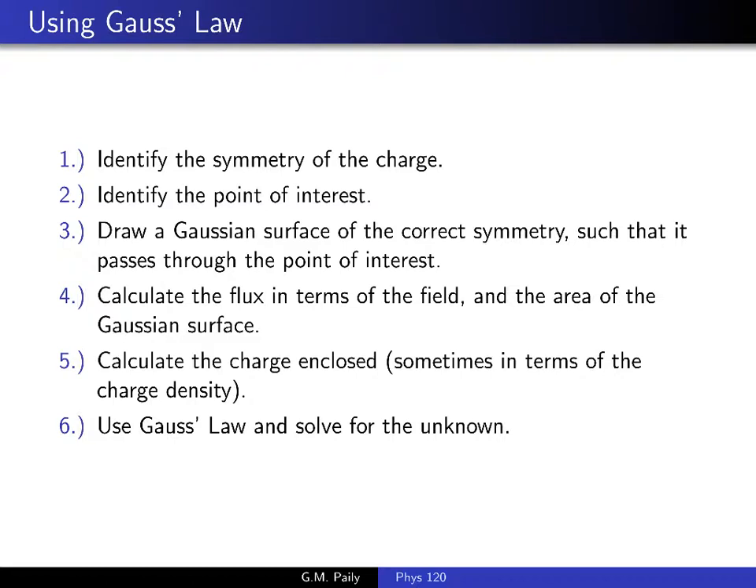We calculate the flux in terms of the field and the area of the Gaussian surface. We calculate the charge enclosed, which sometimes we might need to express in terms of the charge density. And then we equate the corresponding quantities using Gauss's law and solve for the unknown.